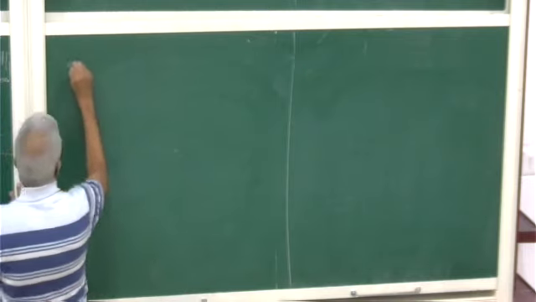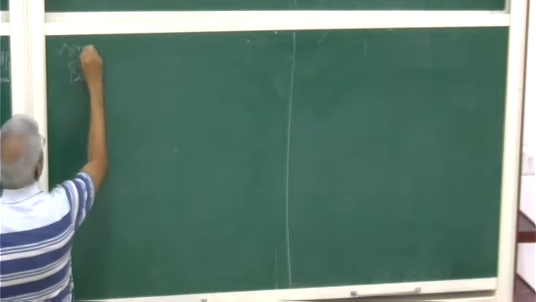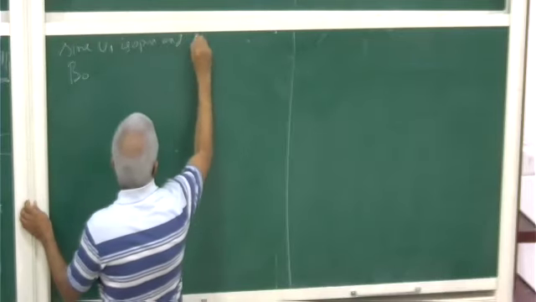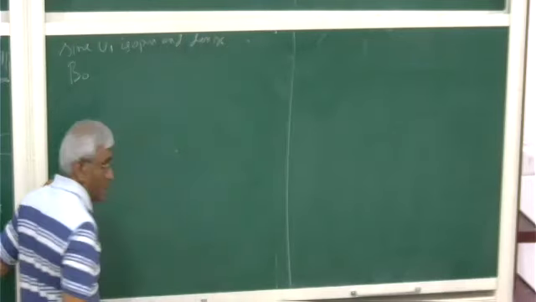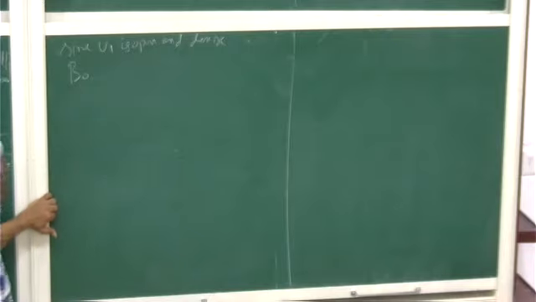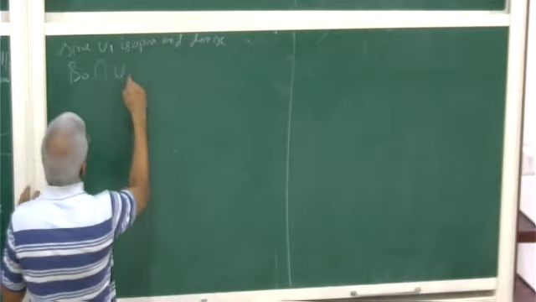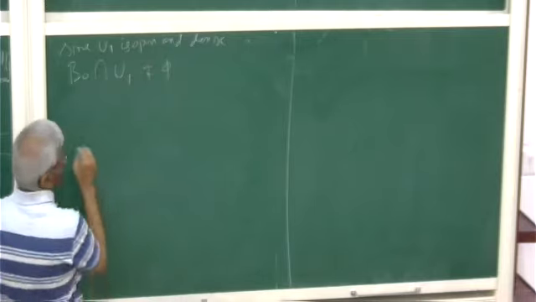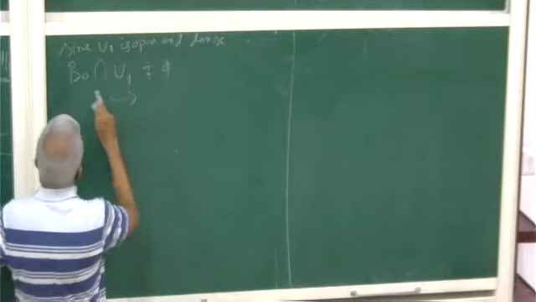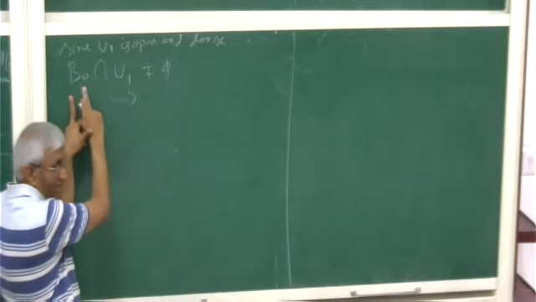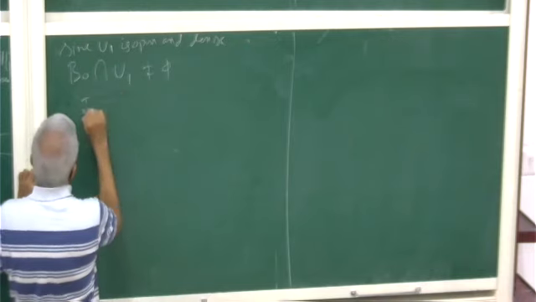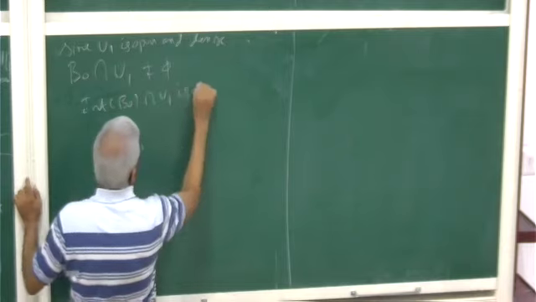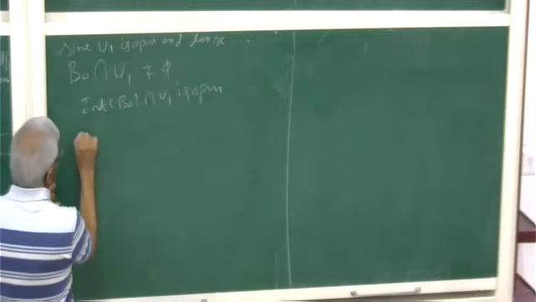First, B naught: since U1 is open and dense, B naught intersection U1 is not empty, correct? But this is open. Take the interior of B naught if you want. The interior of B naught intersection U1 is open. So there exists a ball.